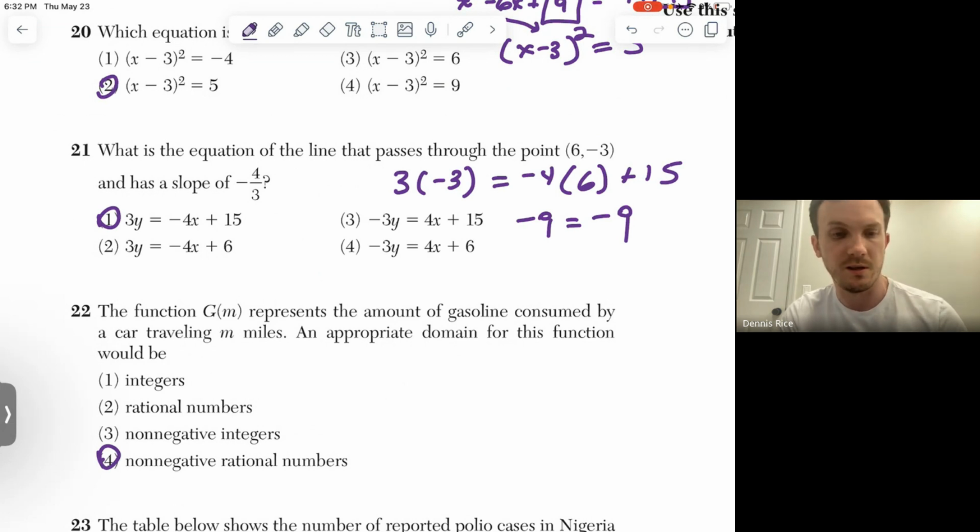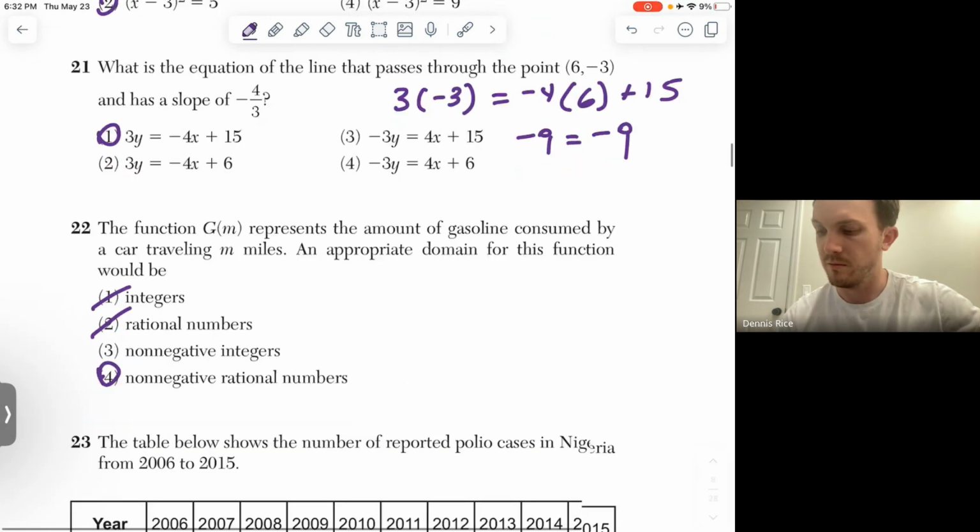Rationals just include all the decimals and fractions in between. Choice 1 and 2 would involve negatives, so those are out right away. I don't think we've seen one where negatives were possible yet with all these types of questions. 22 was 4. Yeah, I think some people are answering the last one.